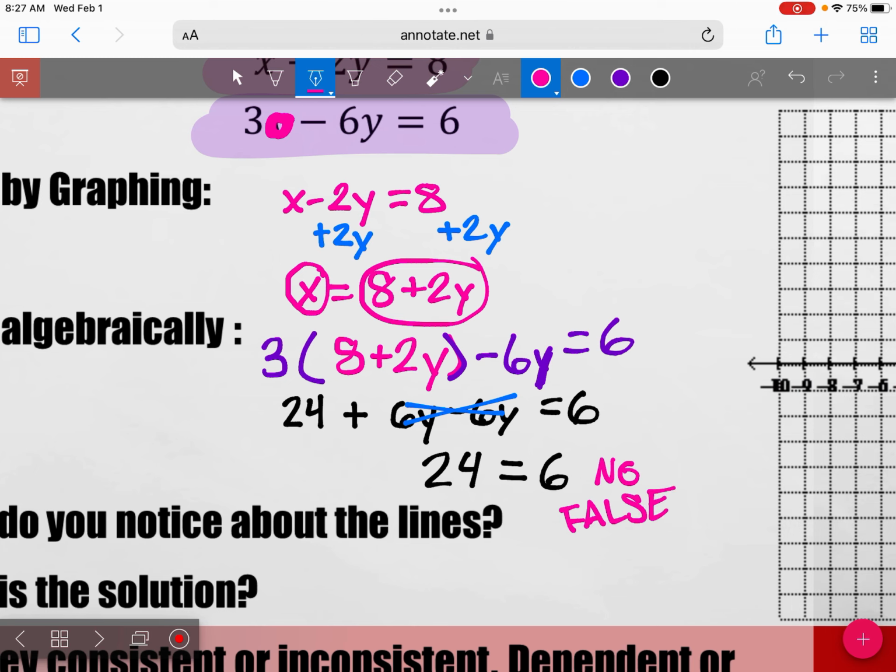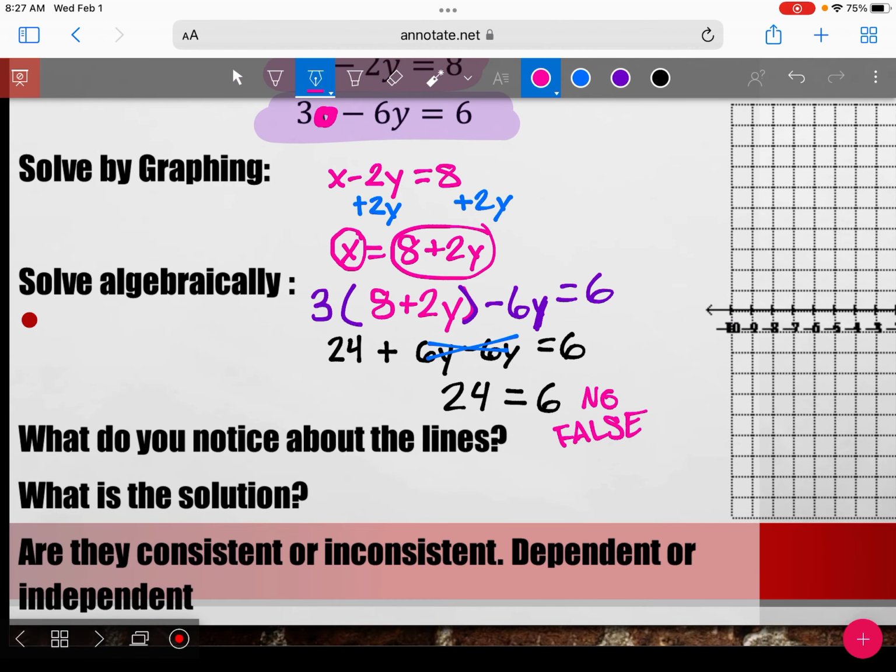No matter what x is, no matter what y is, 24 never equals 6. X could be 5 million. X could be $20,000. X could be negative 400,542,000. It doesn't matter. 24 doesn't equal 6. So what does this mean about the lines? This system, what is our solution? There's no solution here. Does anyone remember what that's going to look like?